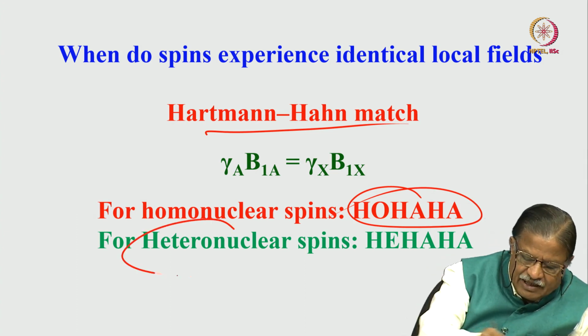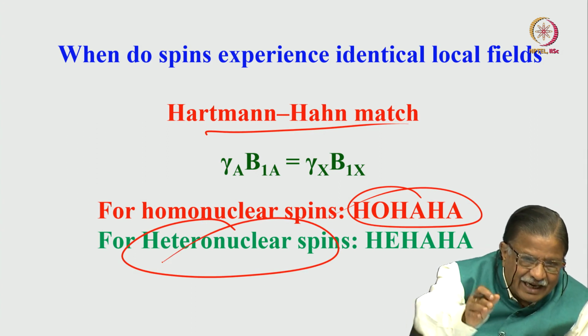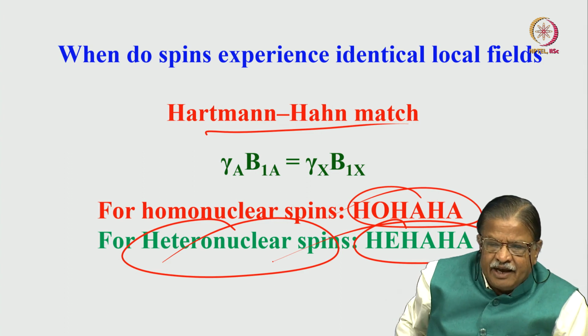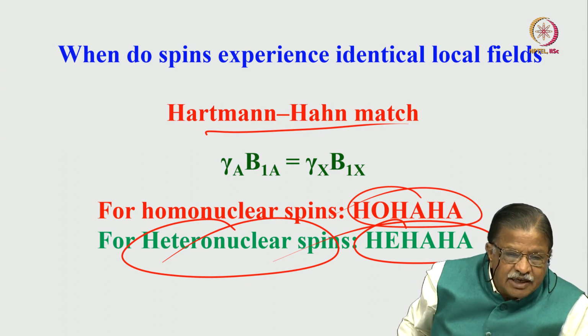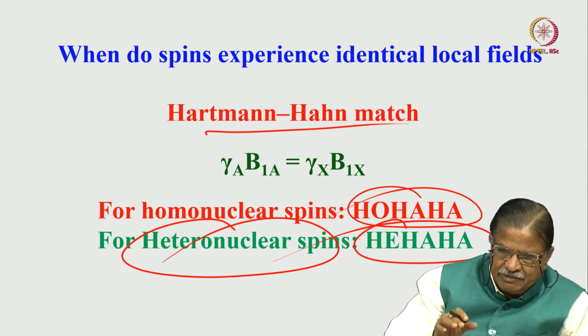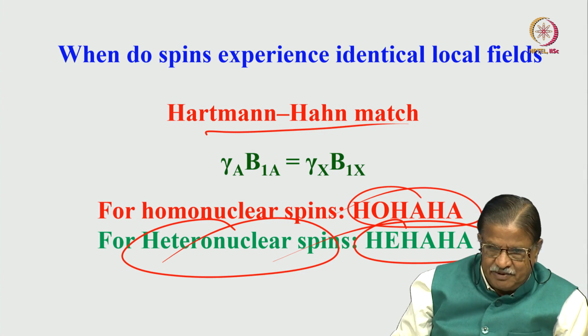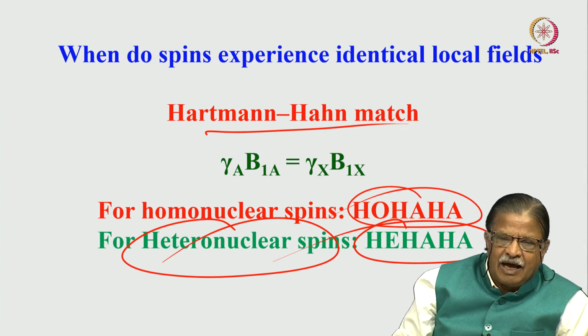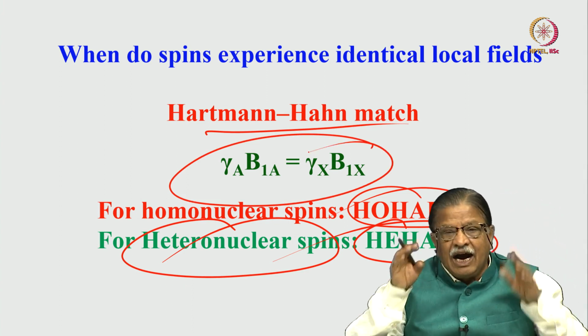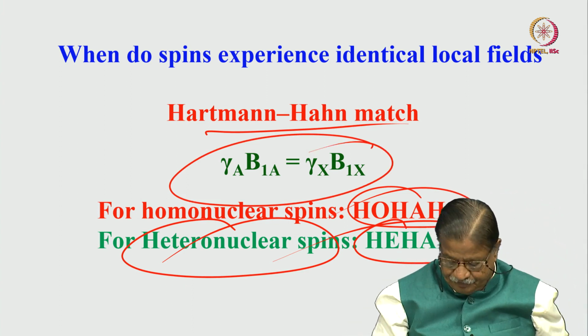Same, if you consider heteronuclear spins, an identical experiment can be done. It is called heteronuclear Hartmann-Hahn, also called HOHAHA. These are the two experiments. This is nothing but the TOCSY experiment for homonuclear spins and the TOCSY experiment for heteronuclear coupled spins. And in both, the magnetization transfer takes place only when there is a Hartmann-Hahn matching. Okay.